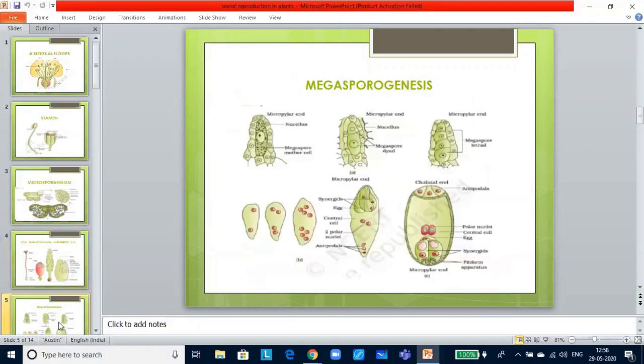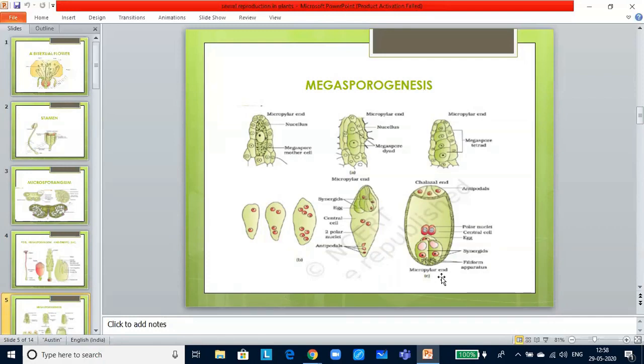In the micropylar region, one cell gets differentiated. It is a large cell containing dense cytoplasm and a prominent nucleus. The megaspore mother cell undergoes meiotic divisions, resulting in the formation of four megaspores. Now let us look at the female gametophyte.